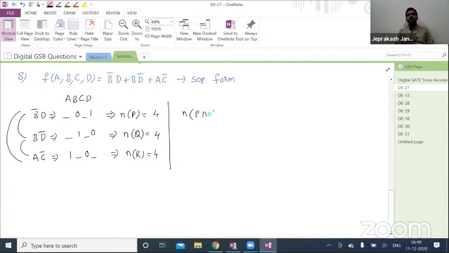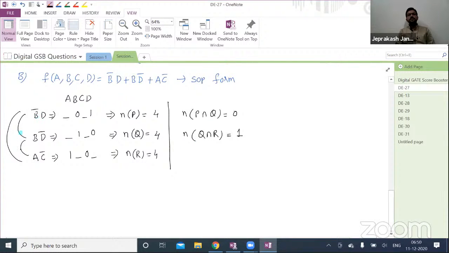So number of P intersection Q is 0, because B into B bar is 0. Now multiply these two. You will get A, B, C bar, D bar. How many minterms do you get? Only one, right? When you multiply these two, you get one product term A, B, C bar, D bar, with all 4 literals, so only one minterm.